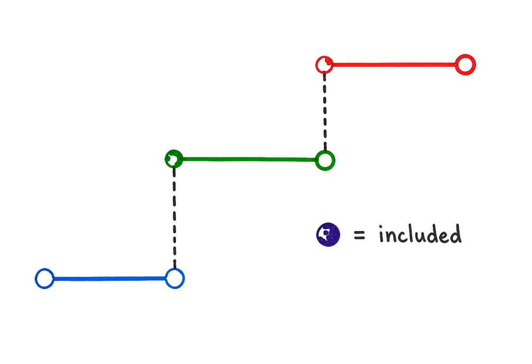Pay close attention to the circles at the end of each step. A filled-in circle means that exact point is included in the price. An open one means it's not.